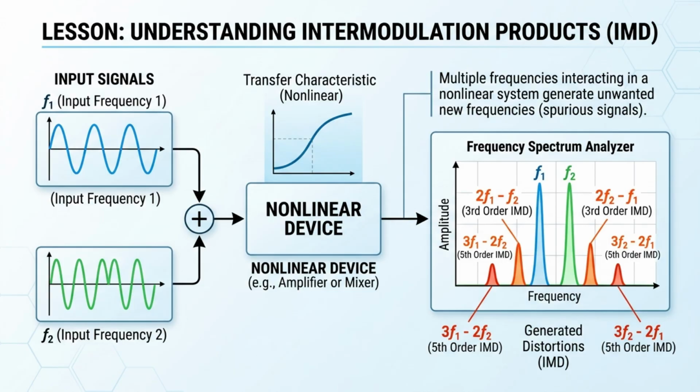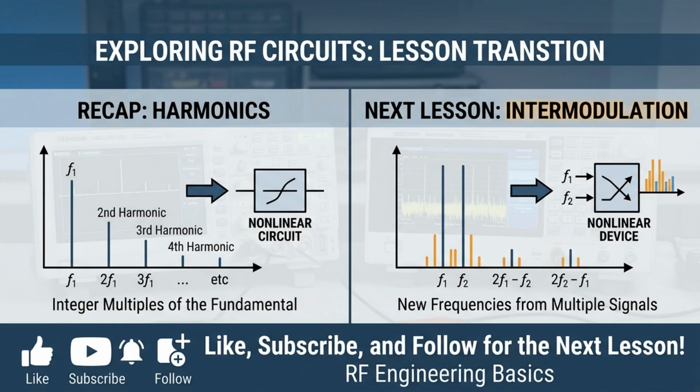In the next lesson, we'll explore intermodulation products and discover what happens when multiple frequencies pass through a nonlinear device at the same time. In this lesson, we learned that harmonics are integer multiples of a signal's fundamental frequency and are typically generated by nonlinear circuits. We also saw why harmonic suppression is essential for transmitter performance and regulatory compliance. In the next lesson, we'll explore intermodulation products and see how nonlinear devices create entirely new frequencies when multiple signals are present.